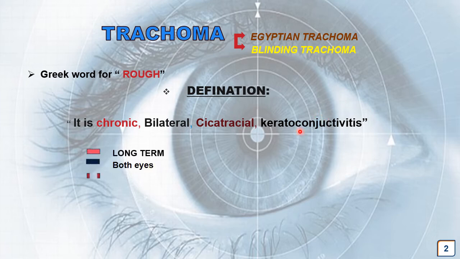The word chronic means that this disease is long term. Bilateral means that it occurs in both eyes. Cicatricial means that it causes scarring. Keratoconjunctivitis indicates that there is inflammation of the cornea and conjunctiva. So actually this disease is long term, occurs in both eyes, causes scarring and inflammation of the cornea and conjunctiva.